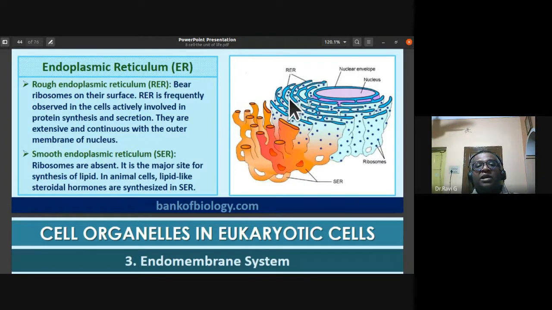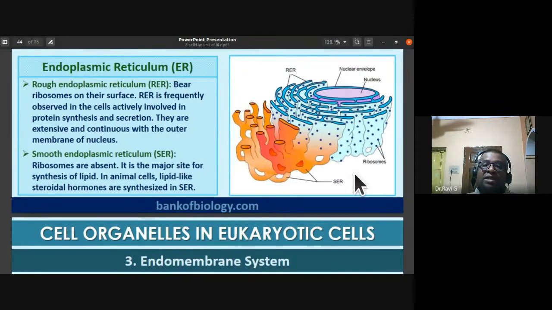Rough endoplasmic reticulum is involved in protein synthesis and secretion, so it is found in cells where there is active protein synthesis and secretion. Smooth endoplasmic reticulum is the major site for lipid synthesis. In animal cells, lipids like steroidal hormones are synthesized in the smooth endoplasmic reticulum. So you should know the difference in their function.